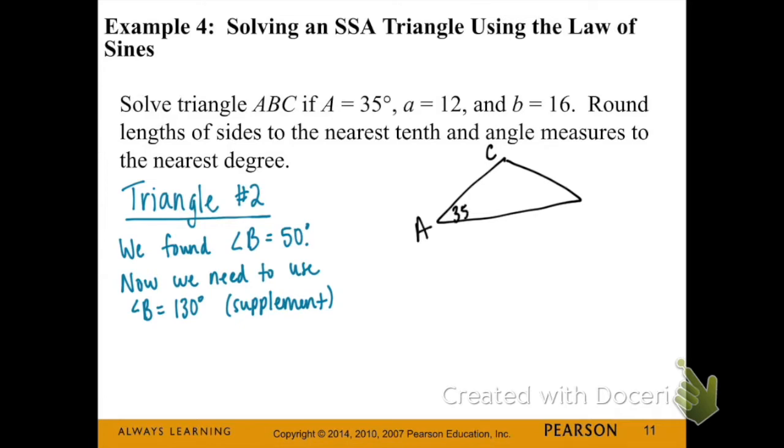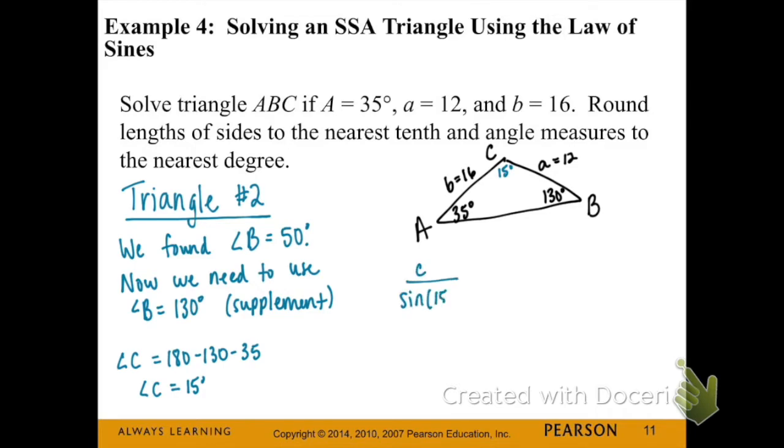Okay, so drawing out our triangle here. We're going to start by solving for angle C. And then find side C. So there's our second triangle fully solved for. Again, both these triangles are part of your answer.